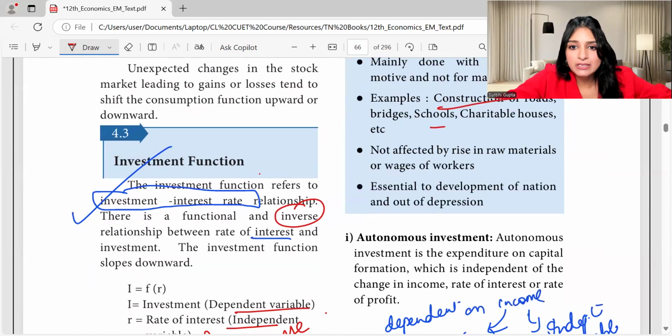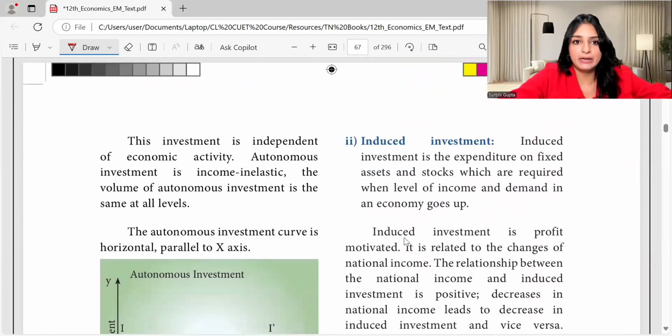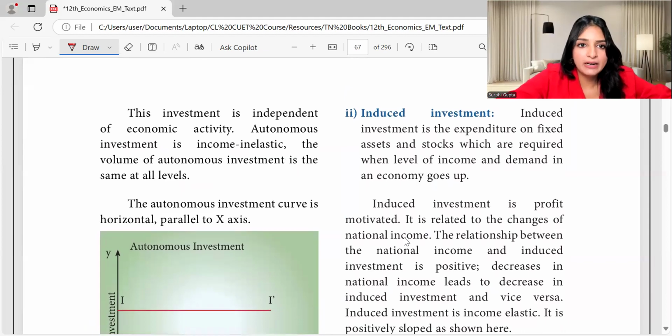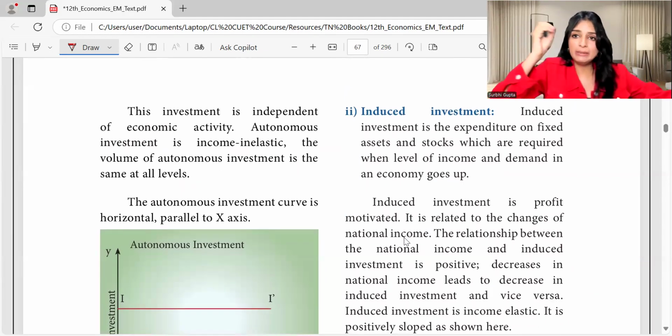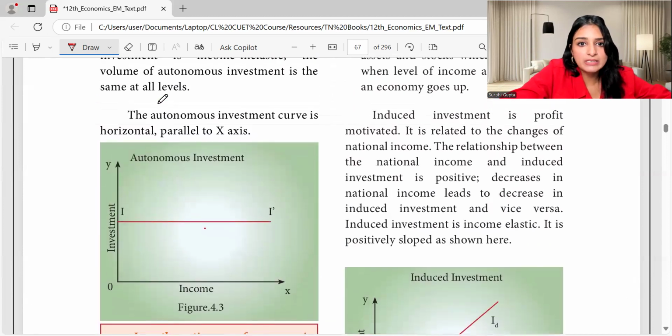ठीक है. ऑटोनॉमस इन्वेस्टमेंट इज द एक्सपेंडिचर ऑन कैपिटल फॉर्मेशन विच इज इंडिपेंडेंट ऑफ द चेंज इन इनकम, रेट ऑफ इंटरेस्ट और रेट ऑफ प्रॉफिट. किसी फैक्टर पर डिपेंड नहीं करता. ये इकोनॉमिक एक्टिविटी पे डिपेंड ही नहीं करती. ठीक है. ऑटोनॉमस इन्वेस्टमेंट इनकम इनइलास्टिक है. इनकम इनइलास्टिक मतलब इनकम बढ़ रही है, इनकम कम हो रही है, कुछ भी होता रहे, ये इन्वेस्टमेंट होगी तो होगी.